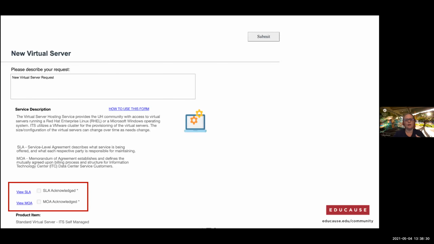So this is the screenshot of the server intake. And as you can see, now you have to acknowledge the SLA and the MOA before you can click submit at the top. This is really important because it forces you to click on that URL and to acknowledge it, so that there's no confusion over whether they are paying or not.